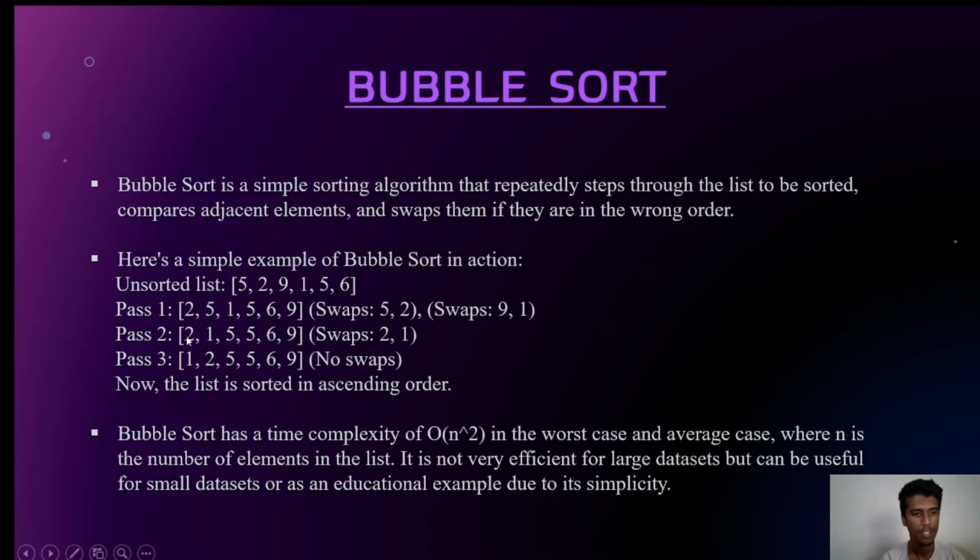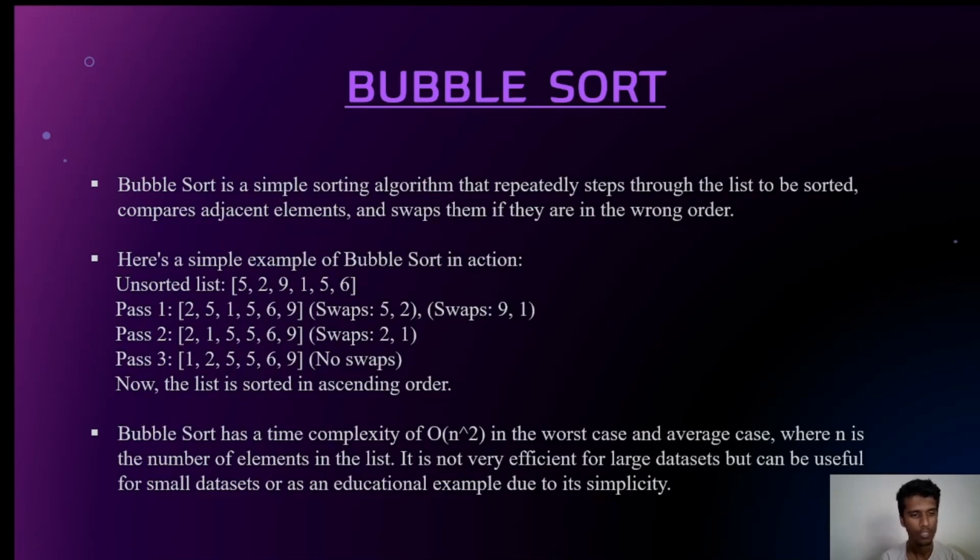In this we compare 2 and 1. 2 is greater and 1 is smaller, so it gets swapped. And next 5 and 5, both are equal, so it stays as it is. And 6 and 9, 6 is lesser and 9 is greater, so it will stay as it is. Then finally we get the array as 1 2 5 5 6 9, and there will be no swaps.